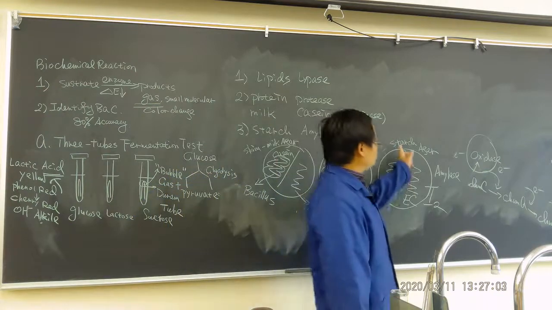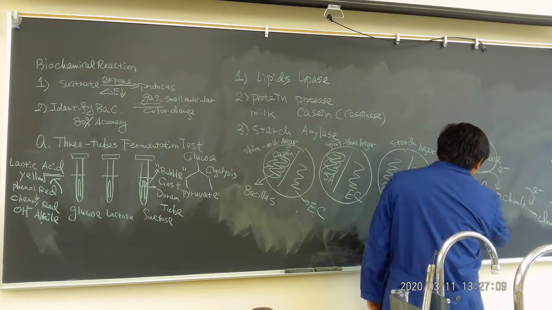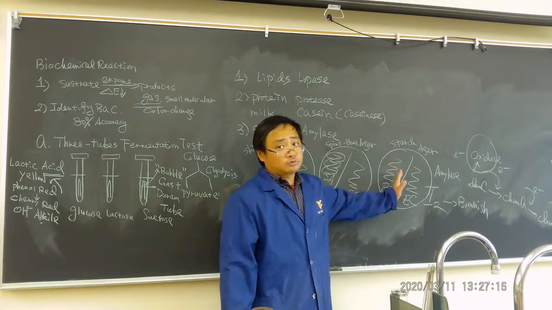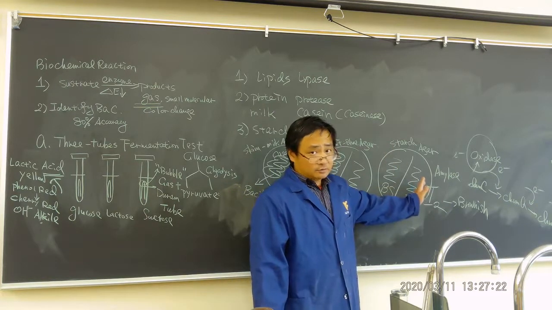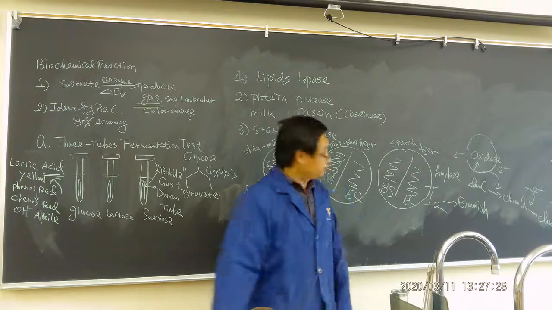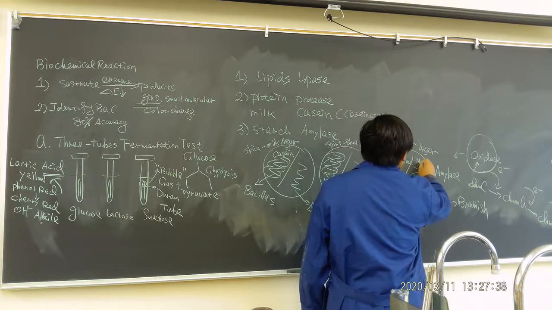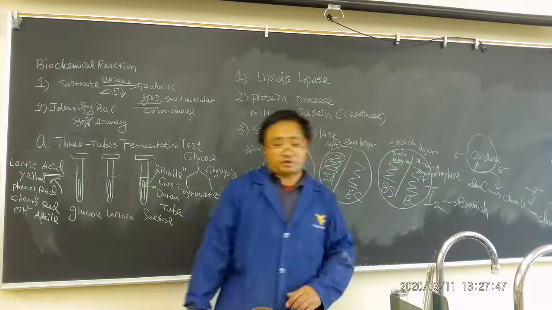Because starch reacts with iodine and turns a brownish color. So next week, if one side you see it's brownish, that means starch is still there, so no amylase. If you see no brown, that means it's amylase positive. So a little bit of a twist, okay? If you see brown, no amylase. If you see no brown, that is amylase positive. Okay, so you have to add iodine there for starch.